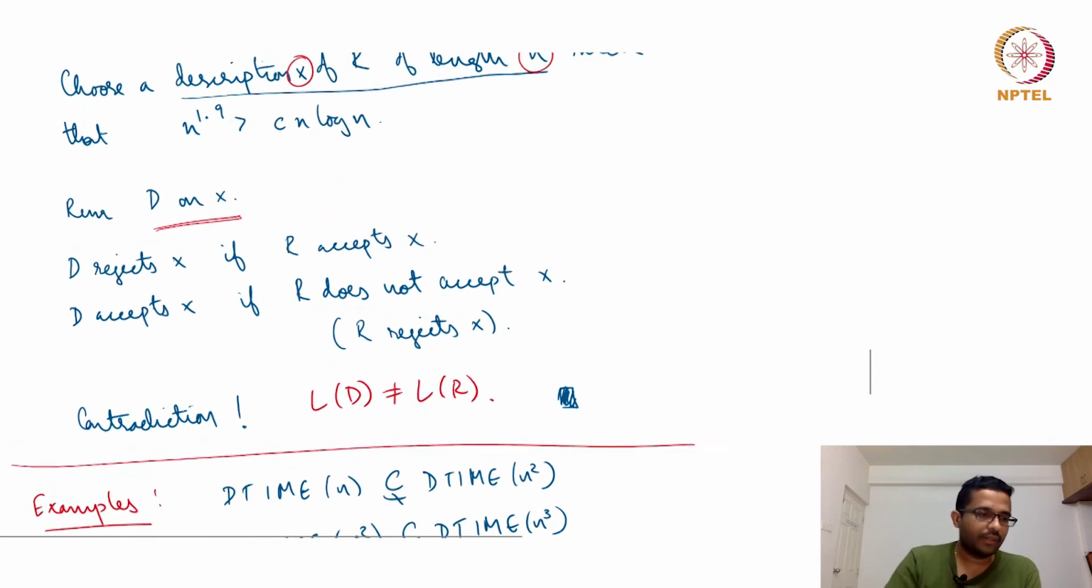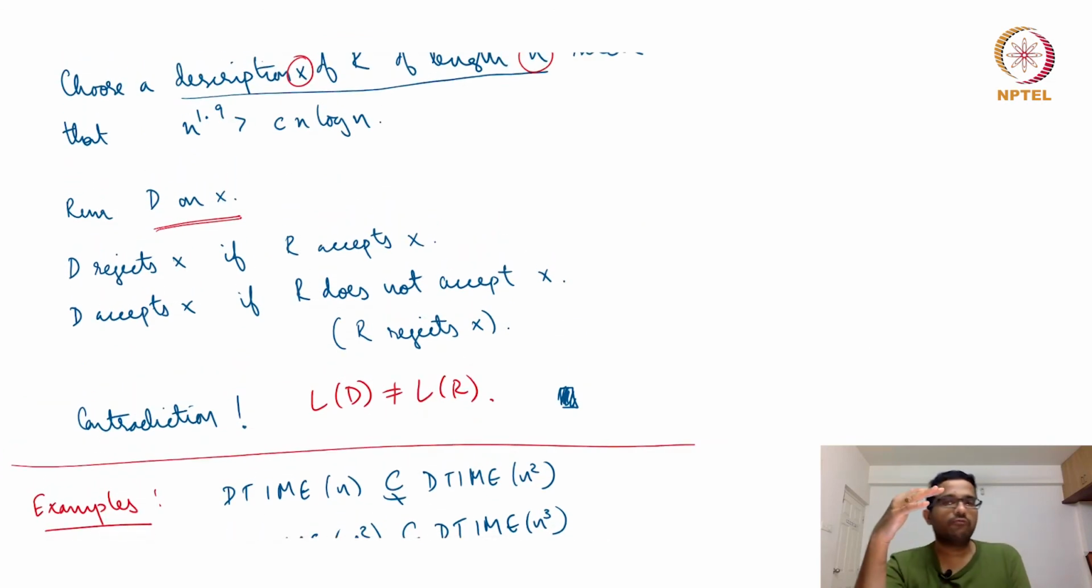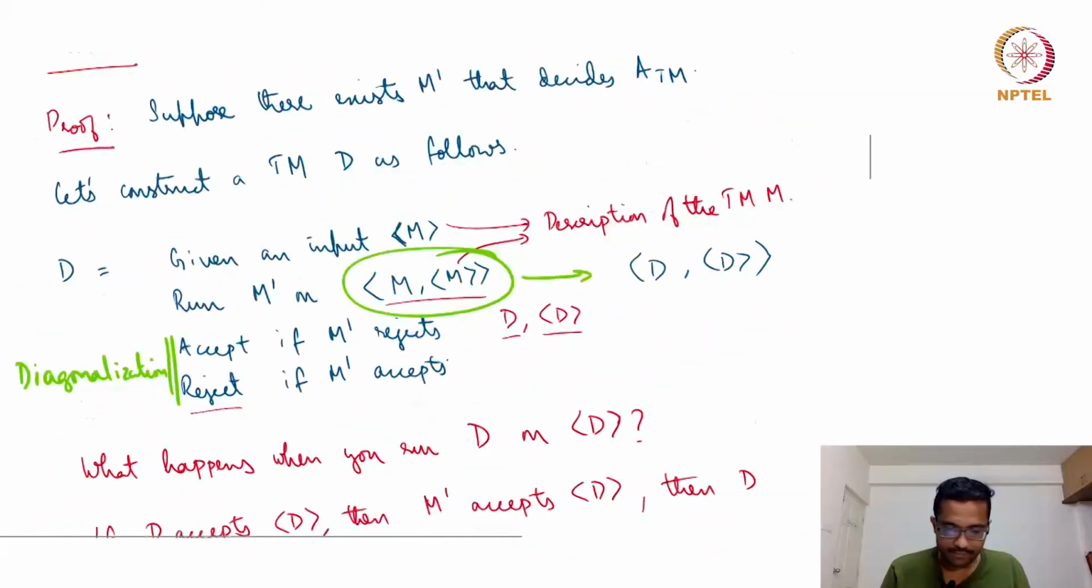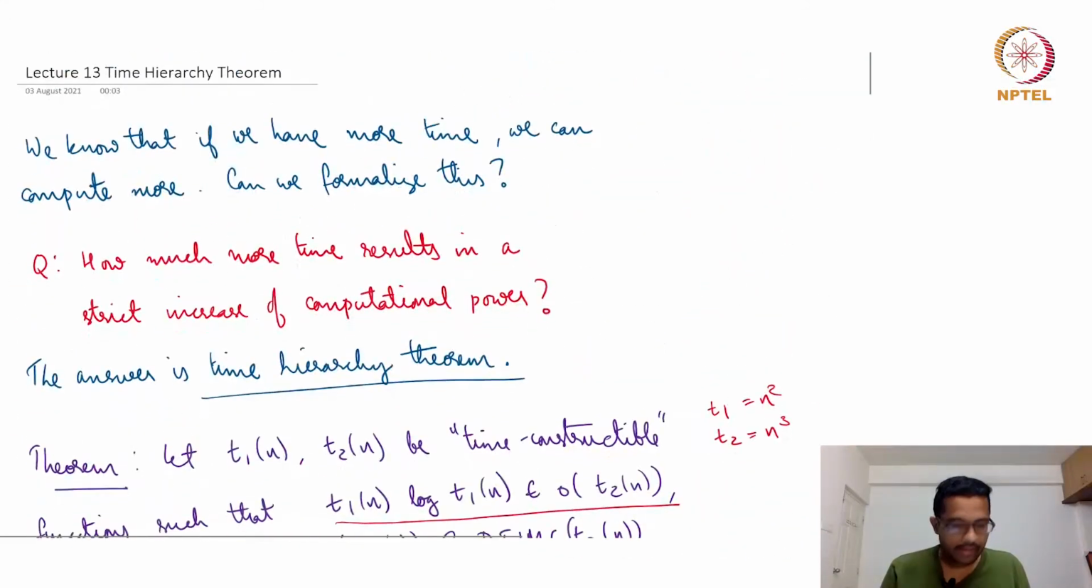So now, given any two sufficiently separated functions like n squared and n cubed, there is a language that can be computed in n cubed time but not in n squared time. That's the summary of this lecture. Again, diagonalization can be a bit confusing. Just keep rewatching it and thinking about it. I think after a while it will become clear. Okay, thank you.